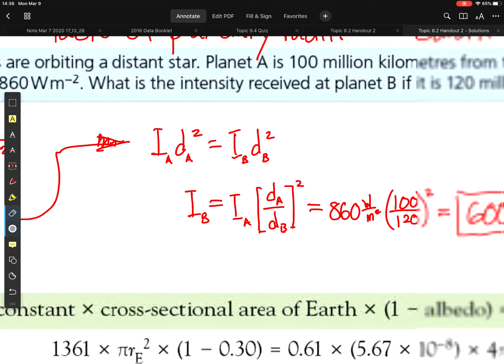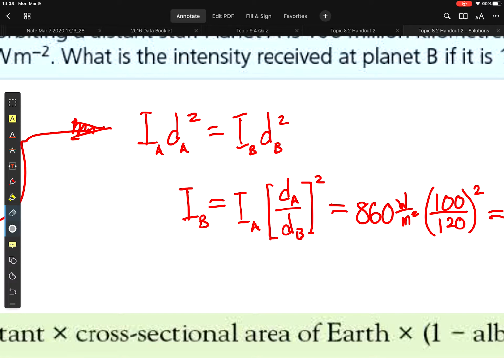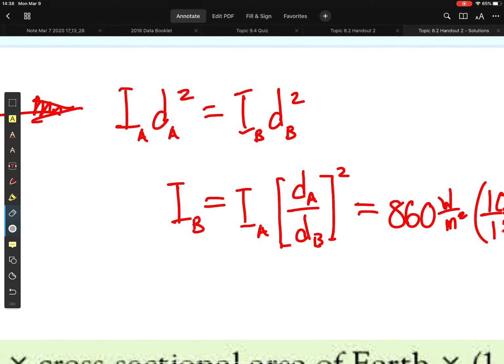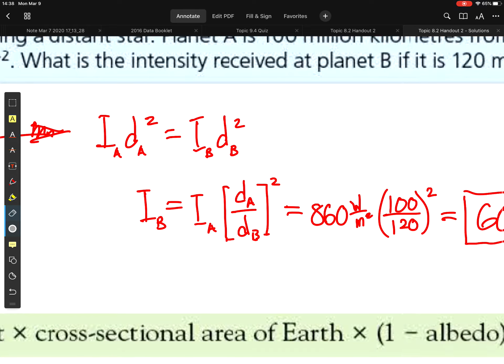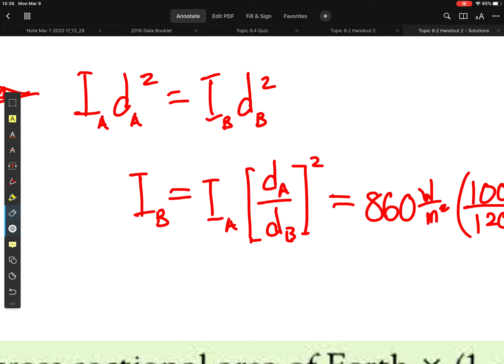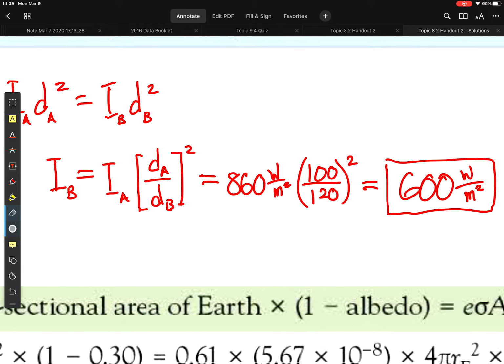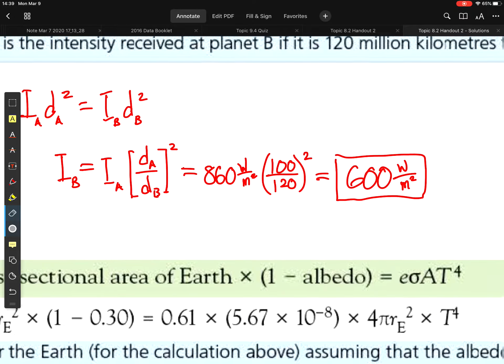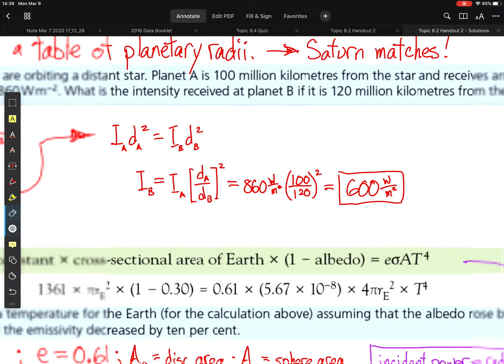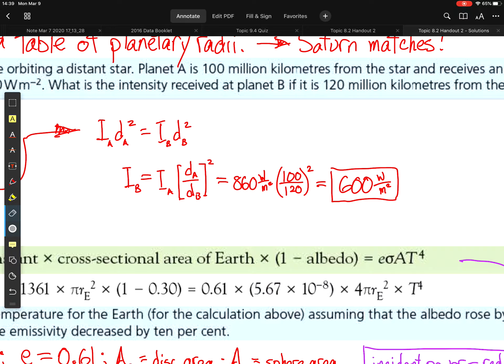Okay, once I have that information, then I set up my equation, as you can see here, and I solve for the intensity at planet B. Conveniently, the intensity at planet B is going to equal the intensity at planet A times the squared quantity of the distance to A divided by the distance to B. Okay, so I plug in my numbers and I get 600 watts per meter squared for my answer.